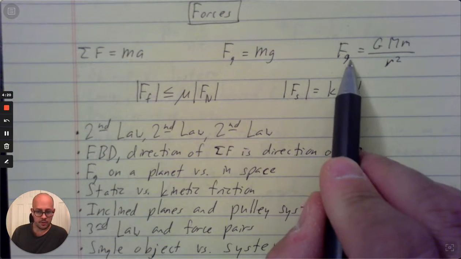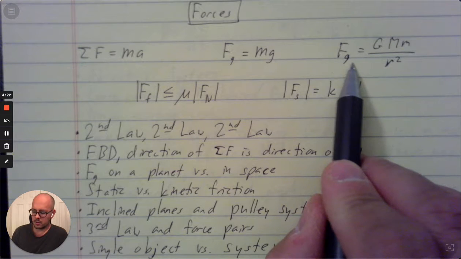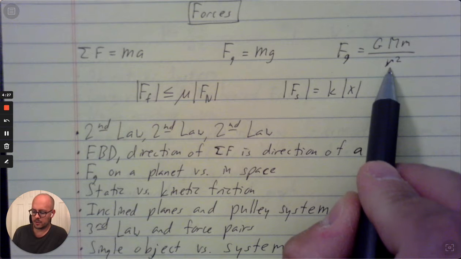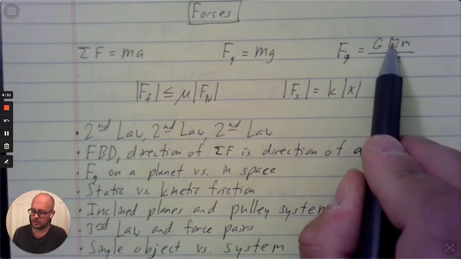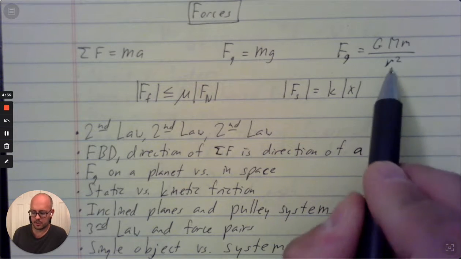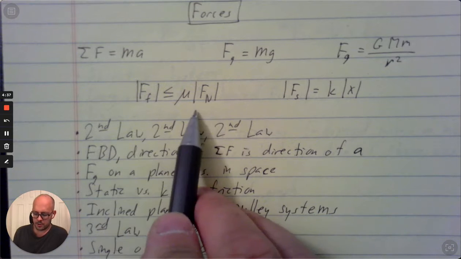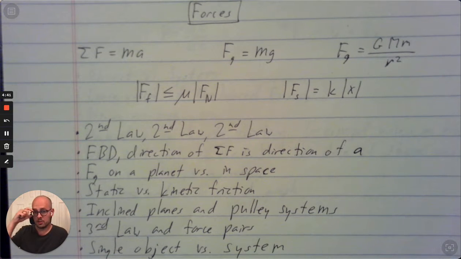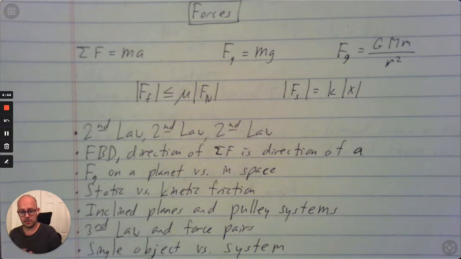This is universal gravitation, the force of gravity between any two objects in space that are separated by a distance. This is the center-to-center distance. So if we were using the sun and Earth, it would be the distance from the center of the sun to the center of the Earth. We have our friction equation, I'll talk about that in a minute, and then spring force is something that I introduced in this unit, and we looked at it in a couple other units.